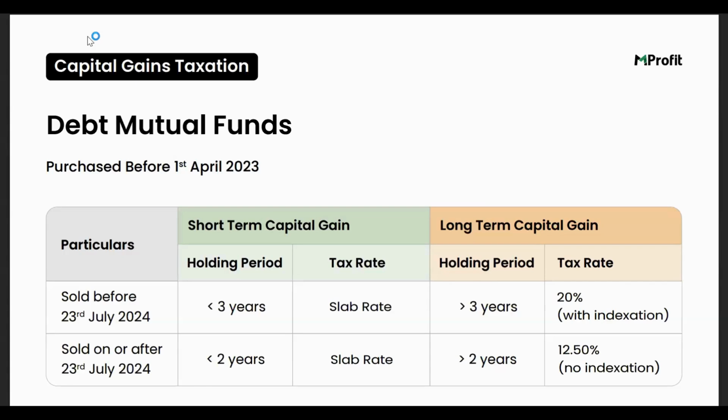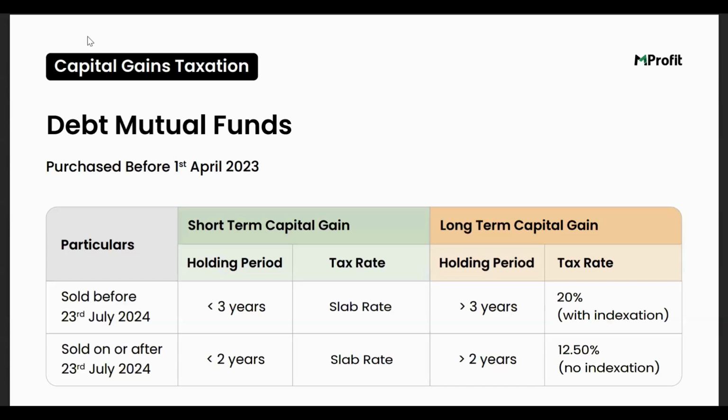Scenario 2, where you're selling the debt mutual fund on or after 23rd of July 2024. If you are selling it before completion of 2 years, the tax rate will be as per the slab rate, that is, your income will be added to the total income. And if the 2 years have been completed and you're selling it post completion of these 2 years from the date of purchase, it will be classified as a long term gain or loss. And the tax rate will be 12.5%, but without any benefit for indexation provided.